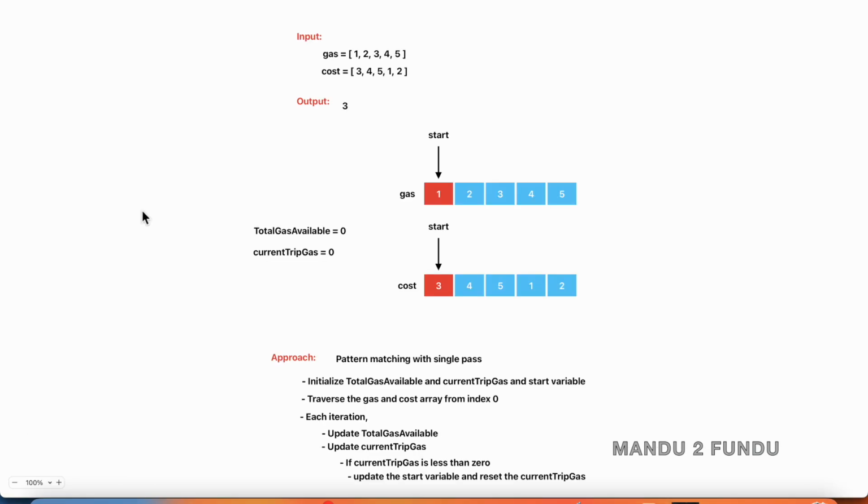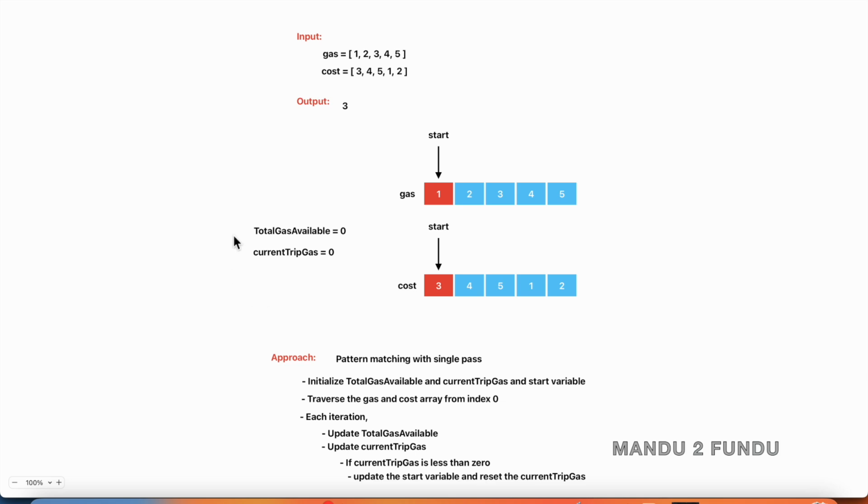Let's look at the approach to solve this problem. We are given this input array, and the expected output is 3. We can solve this using pattern matching with a single pass approach. In this case, the pattern is to find the first entry in the array wherein the difference between the gas entry and the cost array entry is greater than or equal to 0. Only from that entry can we start that circular traversal.